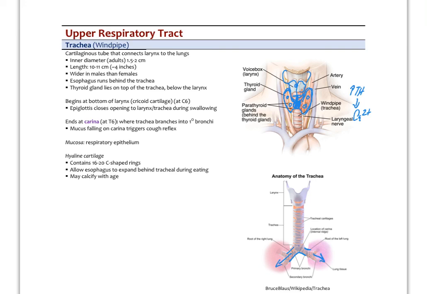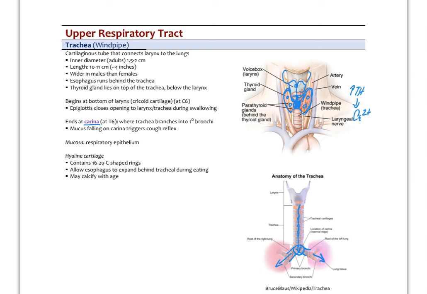And then this area down here is called the carina. And the carina is important. This is the level of T6. It's where there are nerve endings, and any mucus that goes down, down, down, hits the carina will trigger the cough reflex. And so that's a common thing with postnasal drip and whatnot. The mucus will trigger coughing at the carina.